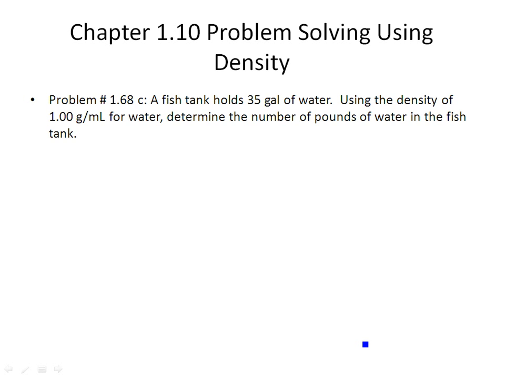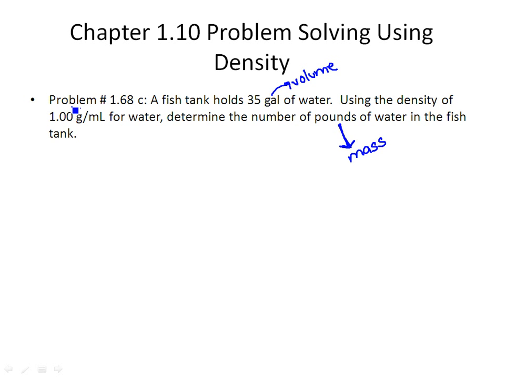Okay, we have a fish tank that holds 35 gallons of water. We want to use the density to determine the number of pounds of water in the fish tank. So the key here is we've got gallons. This is a volume. If you look under your conversion factor list, we're going from volume, and then it wants us to give our answer in pounds, which is a mass unit. So we're going from a volume unit to a mass unit. So how in the world can we do this? Because this is not something that we've done previously.